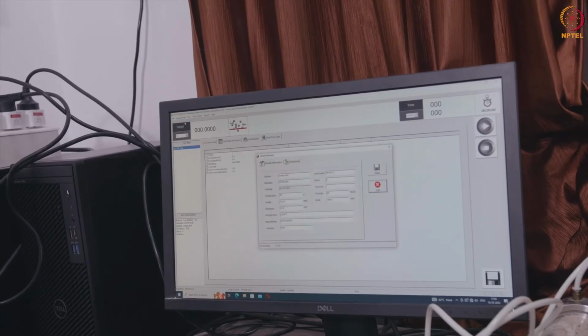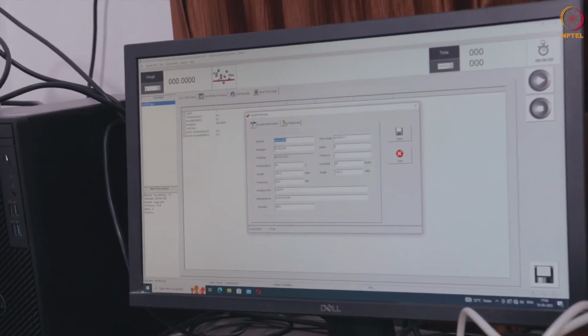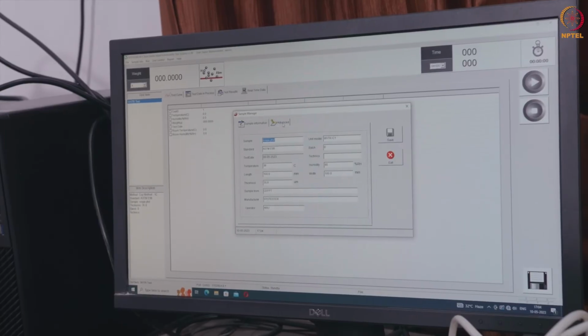The WVTR value can be directly read in terms of grams per meter square per 24 hours.